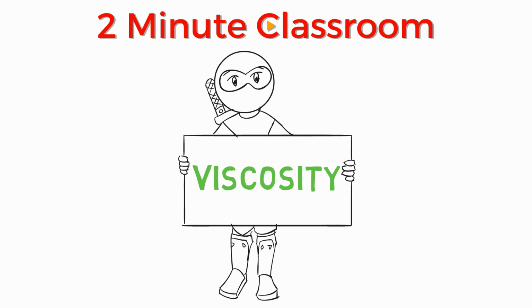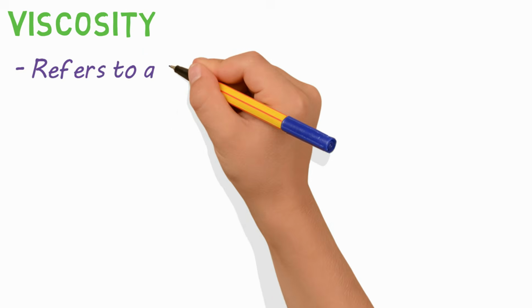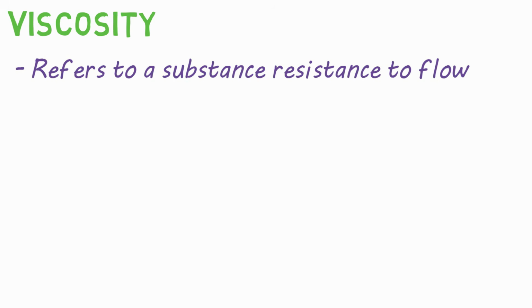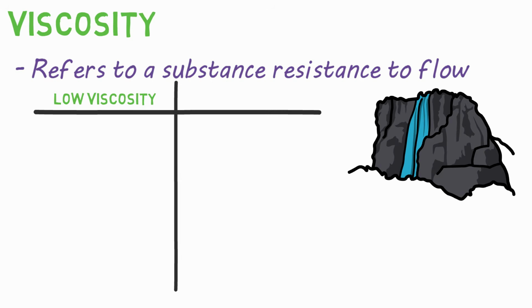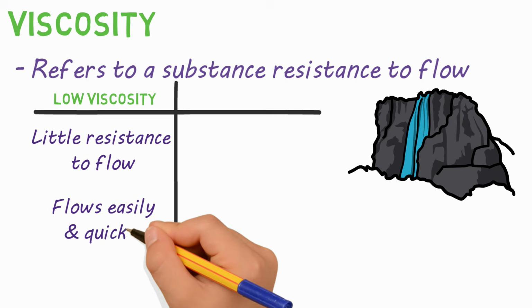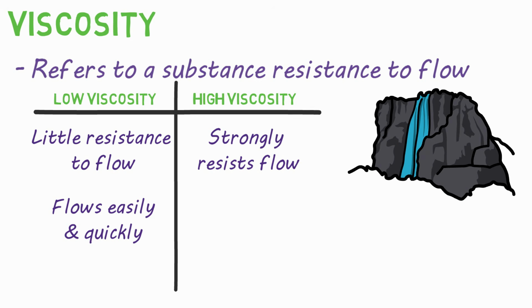I'll first give a general definition of viscosity, and then we'll look at some examples to make sure it's crystal clear. Viscosity refers to a substance's resistance to flow, in essence, how fluid it is. A substance with a low viscosity will have very little resistance to flow, meaning it flows easily and quickly, while a substance with high viscosity will strongly resist flow, meaning it flows very slowly.